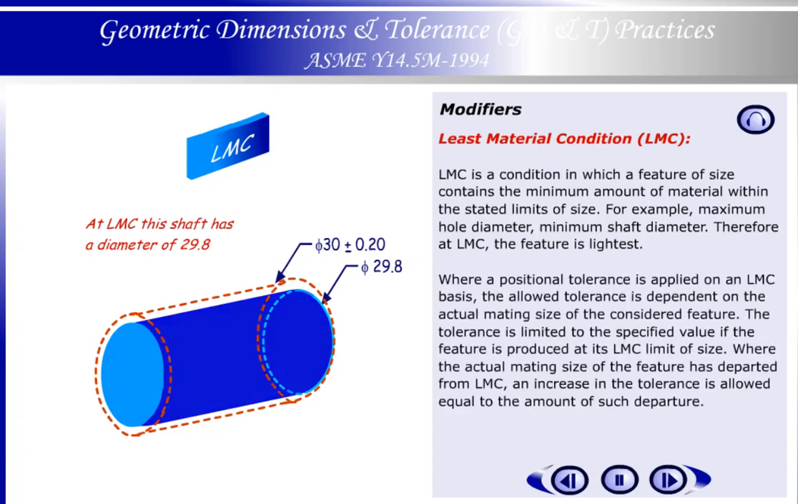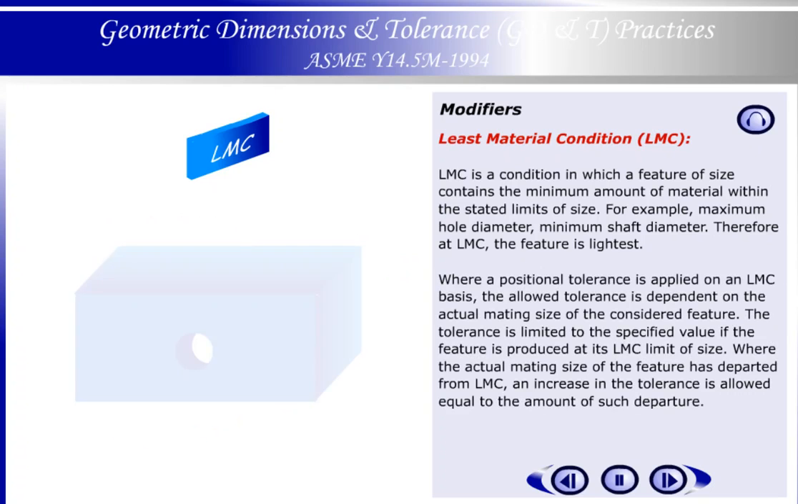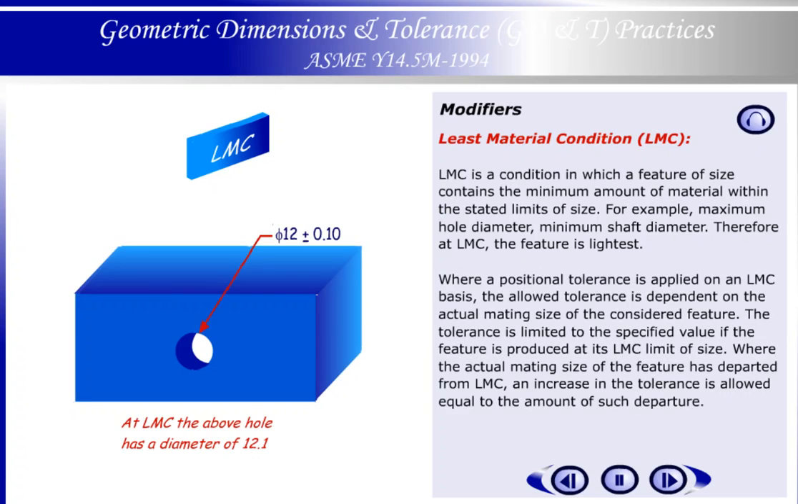Where a positional tolerance is applied on an LMC basis, the allowed tolerance is dependent on the actual mating size of the considered feature. The tolerance is limited to the specified value if the feature is produced at its LMC limit of size. Where the actual mating size of the feature has departed from LMC, an increase in the tolerance is allowed equal to the amount of such departure.